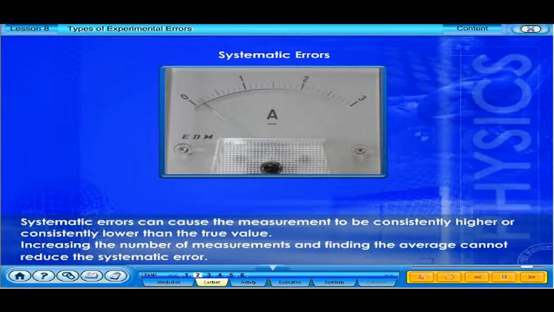Systematic errors can cause the measurement to be consistently higher or consistently lower than the true value. Increasing the number of measurements and finding the average cannot reduce the systematic error.